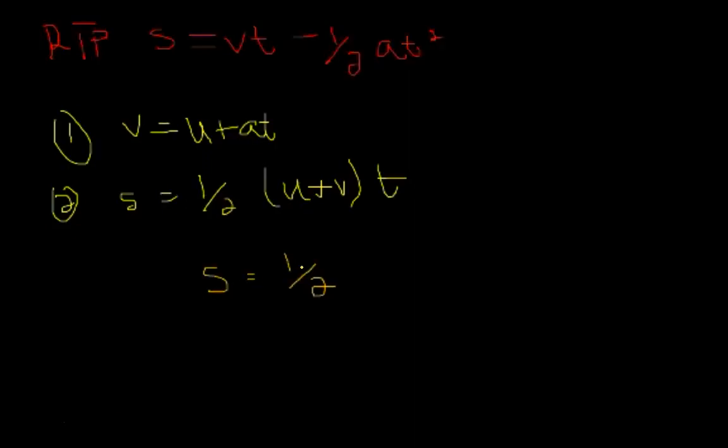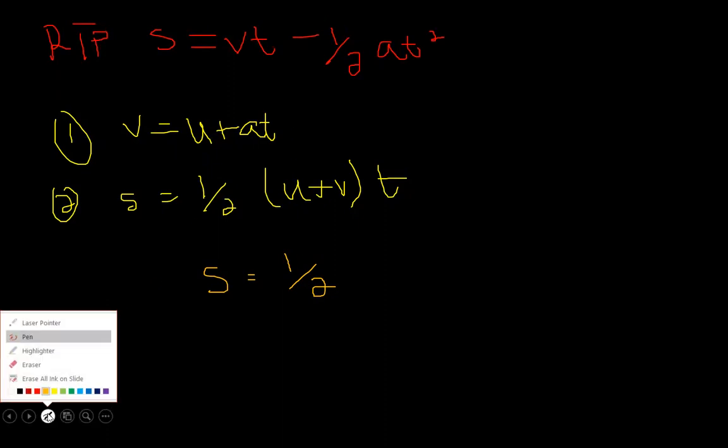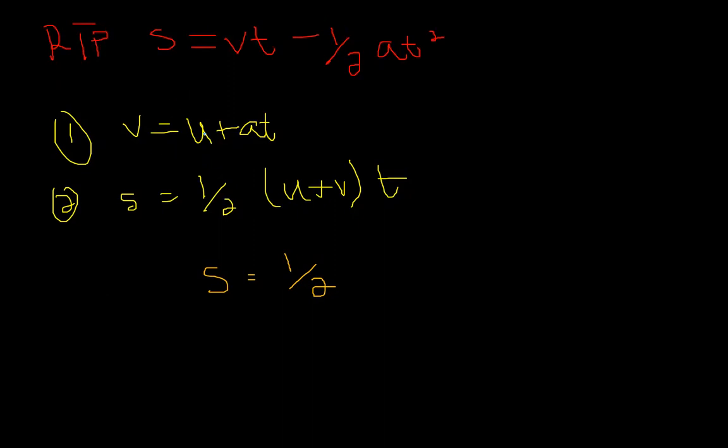This is the only thing that's different. Just now, I substituted V into here. So instead of putting the V, I put U plus AT. For this equation, how they got this equation, instead of substituting V into here, they actually substituted U into here. So using my first equation of motion, I know V is equal to U plus AT. But if I transpose and make U the subject, then U would be equal to V minus AT. And this is what I'm substituting into here.